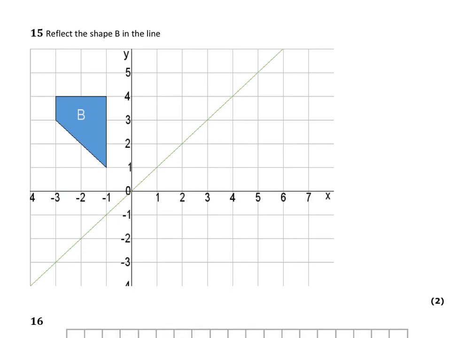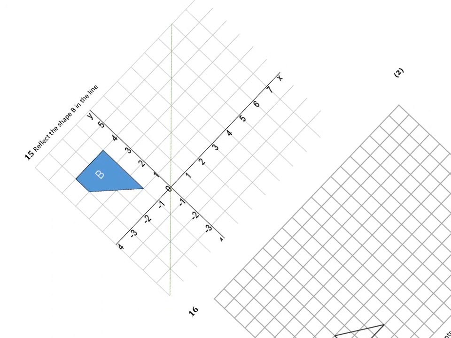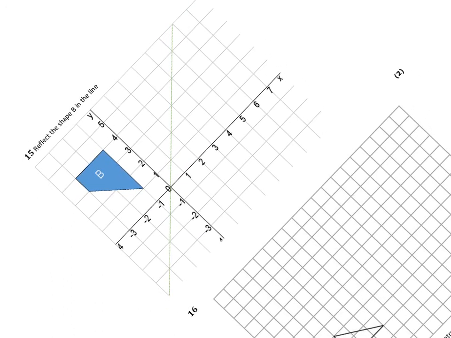Question 15, reflect the shape B in the line. I find it easier if you turn it around so that the mirror line is vertical, and then what you do is you count at a right angle how far away each point is from the line. So the first point, this nearest one, is 1 diagonal away at a right angle, so it'll be 1 diagonal at the other side.